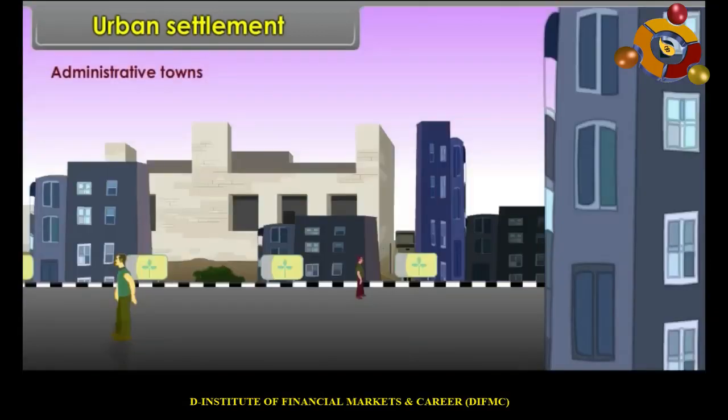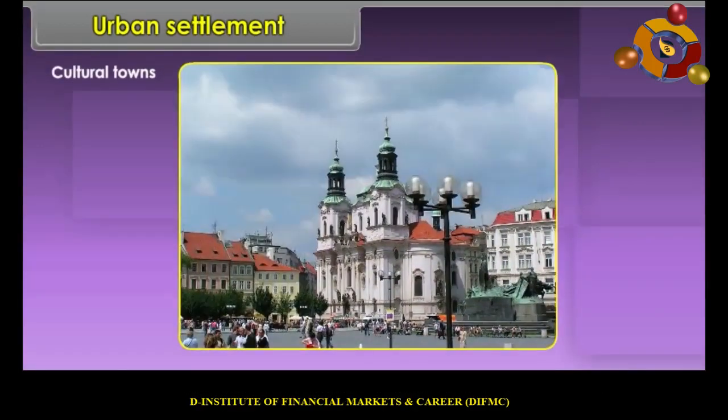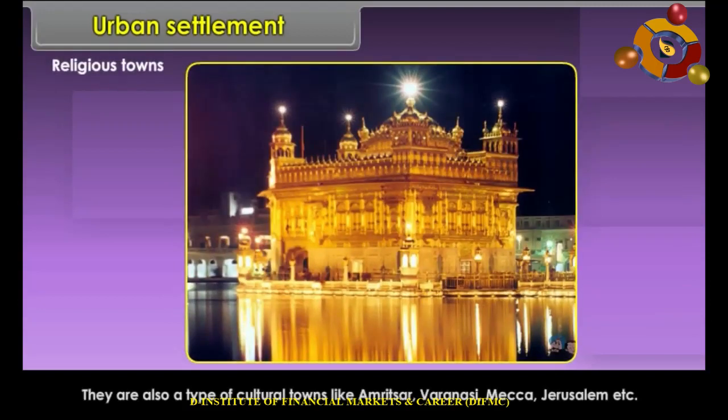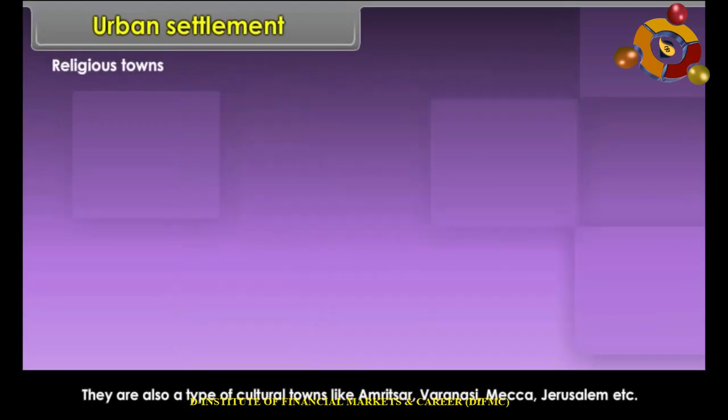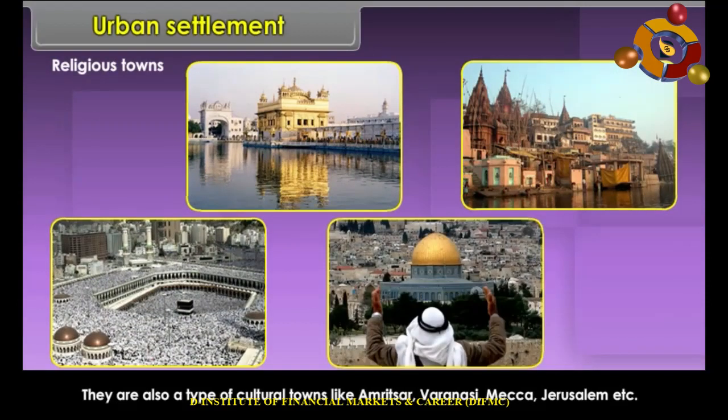Administrative towns. Those towns which perform the function of administration of the country are called administrative towns, like Delhi, London, Tokyo, etc. Cultural towns. Those towns which are known for the promotion of the country's culture and education are cultural towns, like Mumbai, Shantiniketan, Oxford, etc. Religious towns. They are also a type of cultural towns, like Amritsar, Varanasi, Mecca, Jerusalem, etc.